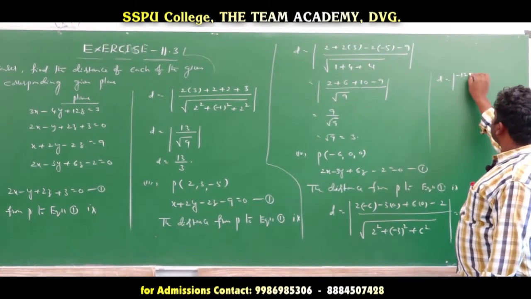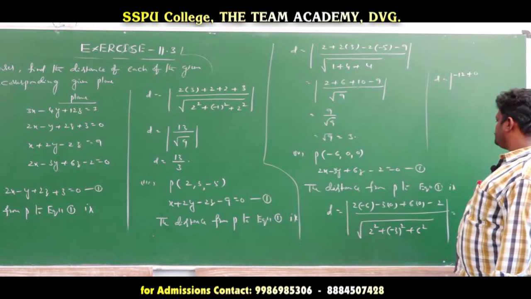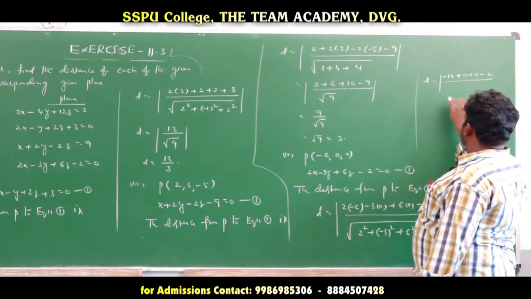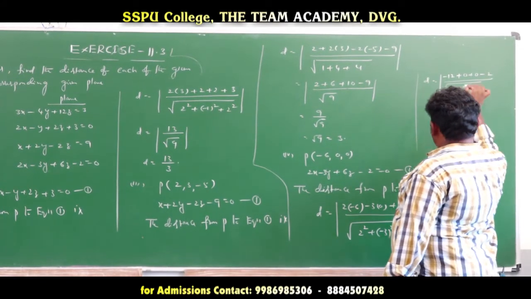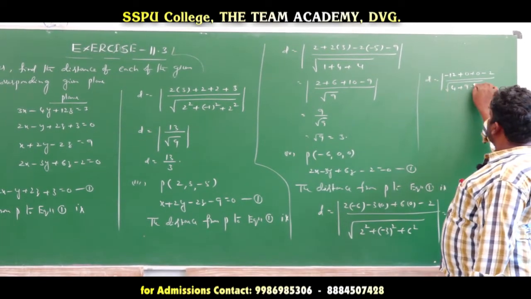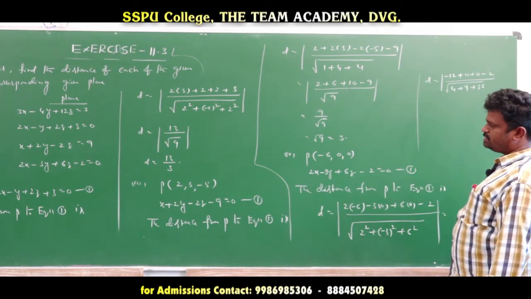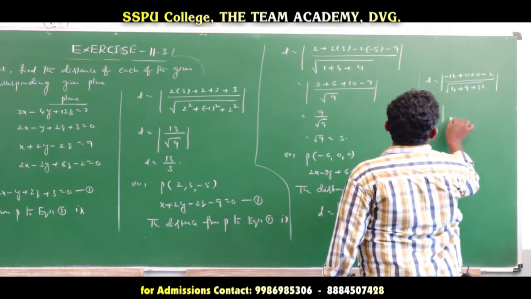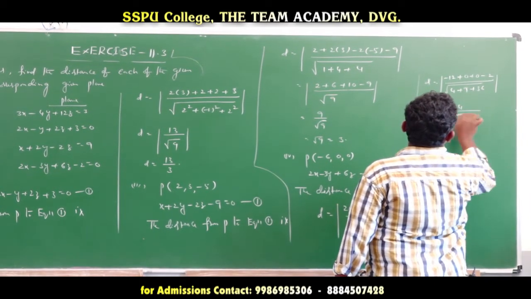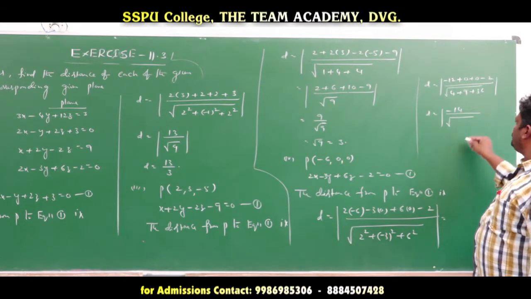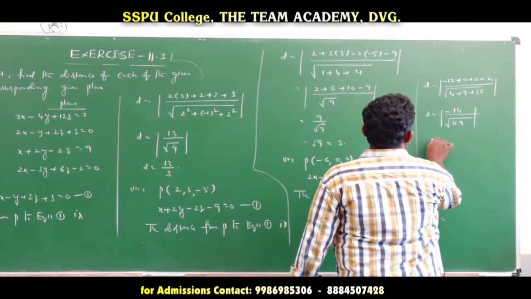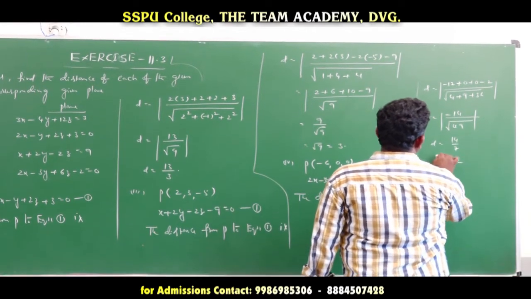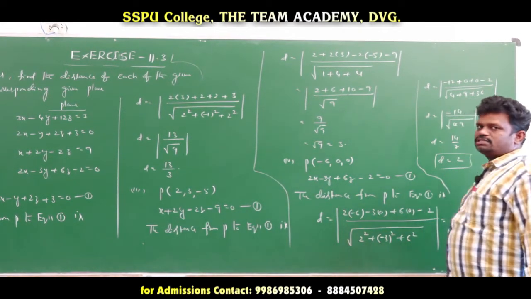Minus 3 into 0 is 0. Next, again 0, and minus 2, divided by the square root of 4 plus 9 plus 36. That is d is equal to minus 14 by the square root of 49. The square root of 49 is 7. So that is 14 by 7. d is equal to 2. Now this is the distance concept.